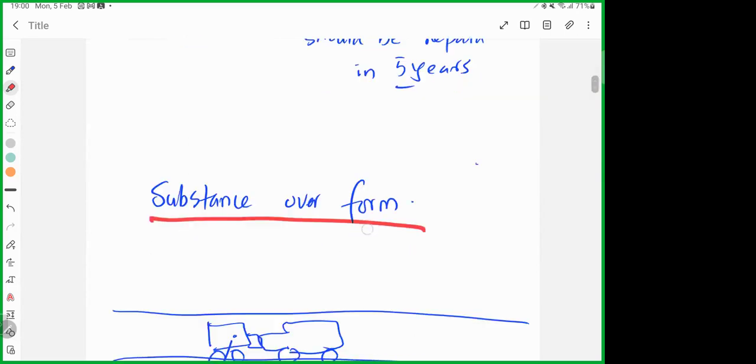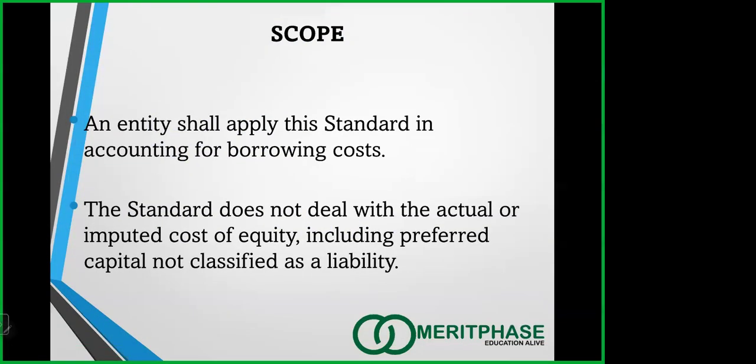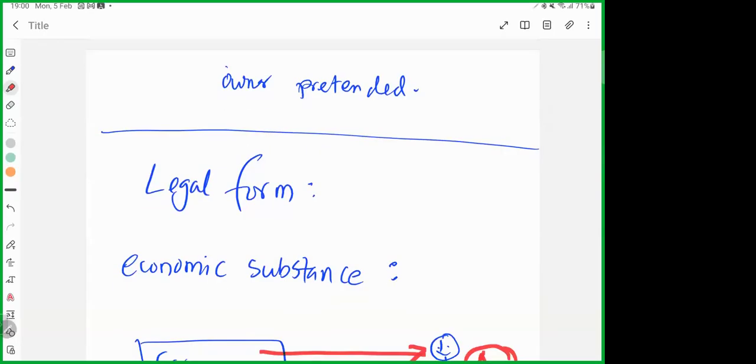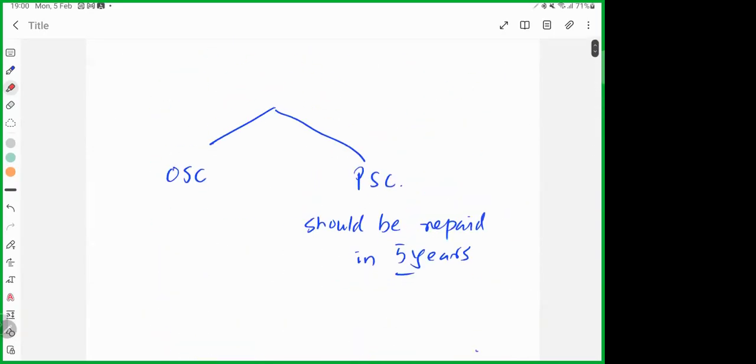Now, coming to this slide, it says preferred capital is not classified as a liability. Normally, preference share capital is of the nature that you need to repay to the people who gave you the money. You remember yesterday I talked about redeemable and non-redeemable. We discussed this, right? Yes.